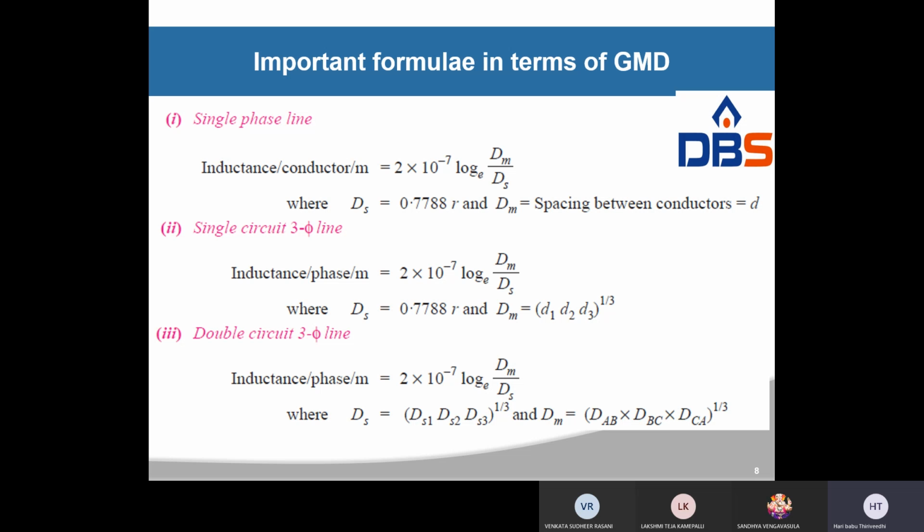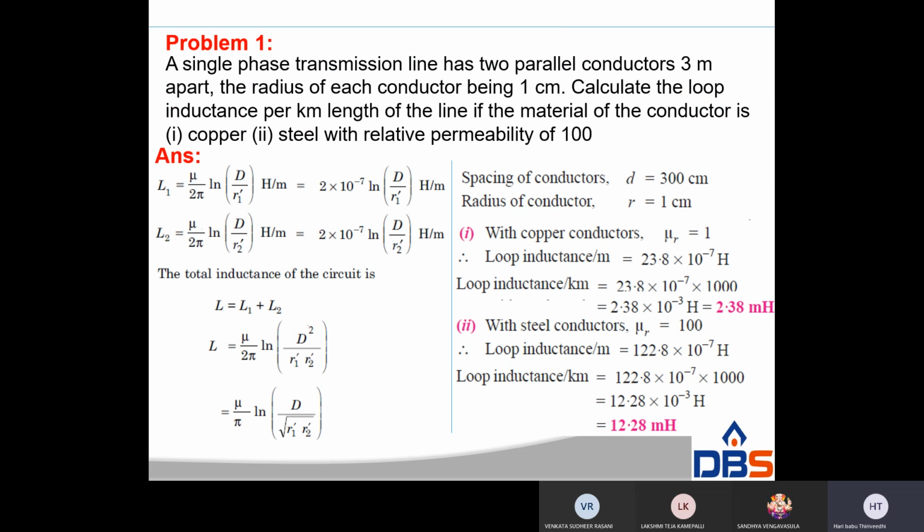Single phase inductance of a conductor per meter is 2 into 10 power minus 7 ln D by r dash. For three phase, 2 into 10 power minus 7 ln Dm by Ds. Dm is nothing but D1 D2 D3 whole power 1 by 3. For symmetrical spacing the value is D. For asymmetrical spacing the value is like this. Always, symmetrical or asymmetrical, Ds is 0.7788 r, right? And for double circuit, this is the formula. So go for the problem.